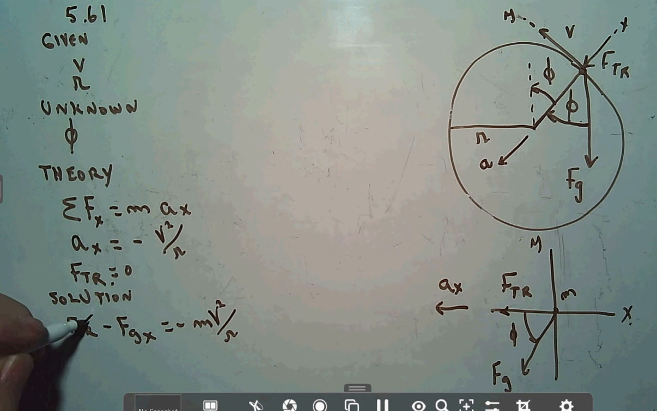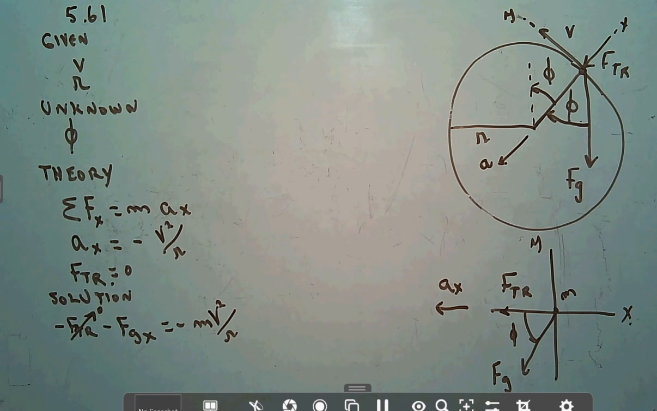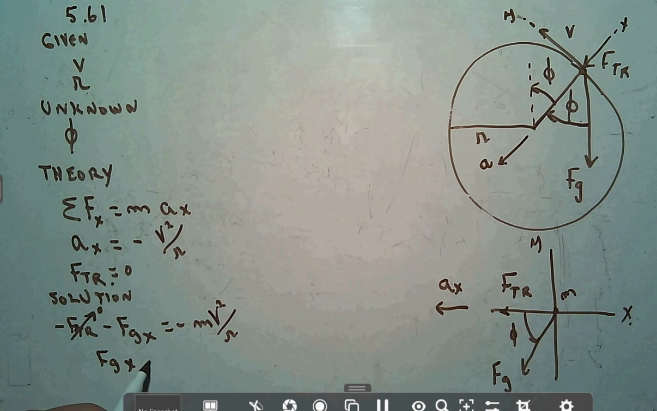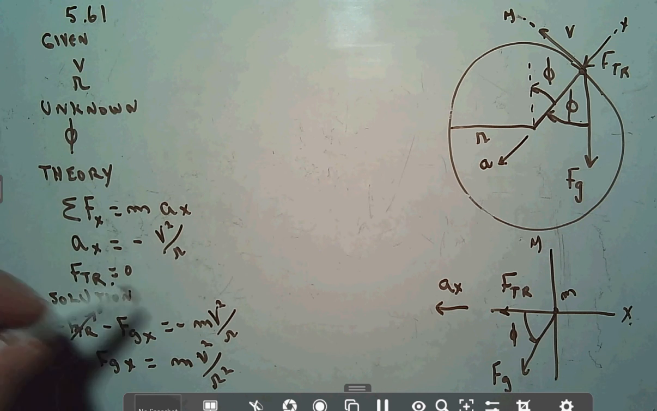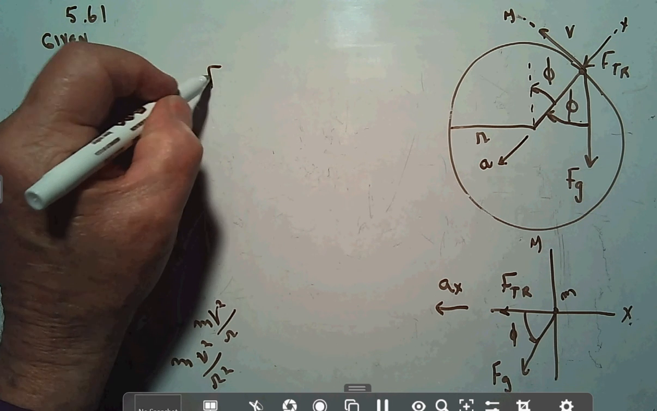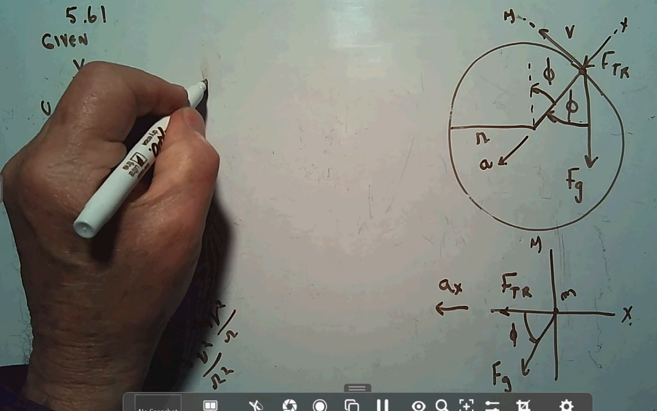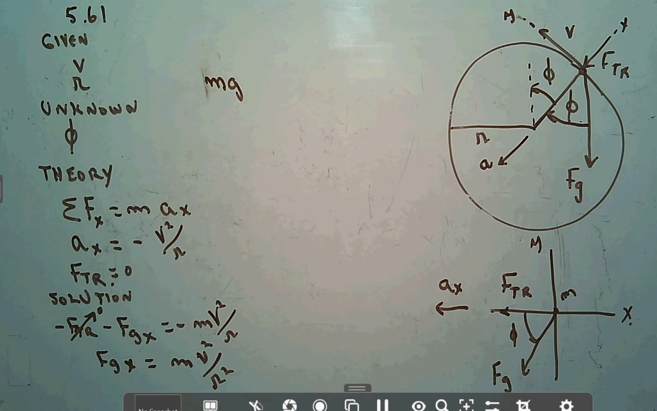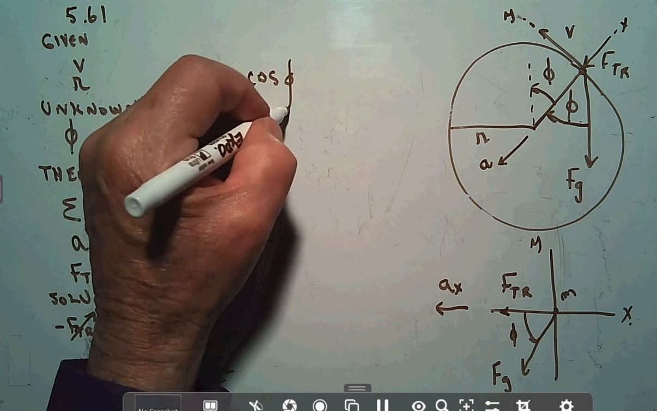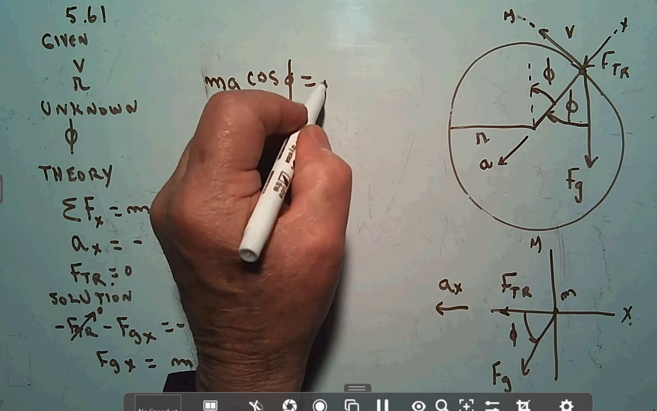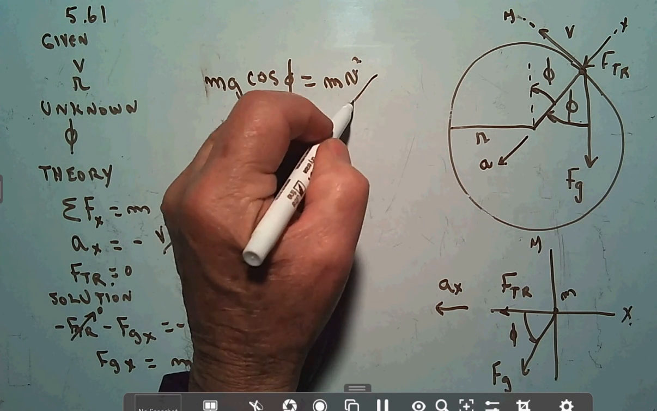Now we're going to solve this under the condition that that force right there is 0. So we can see that the x component of the force of gravity must be equal to the mass times the centripetal acceleration. I'm going to move up here. I'm running out of space down here. So you can see that F_G, why don't I just write F_G as mg? And then I need its x component. Well, that'll be F_G times the cosine of phi. And that equals then the mass times the velocity squared over r.